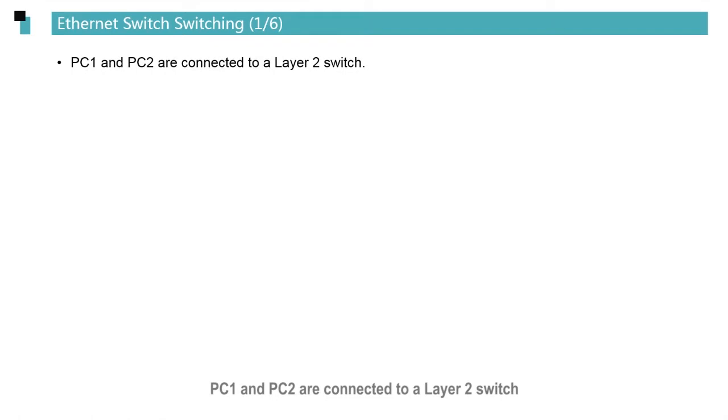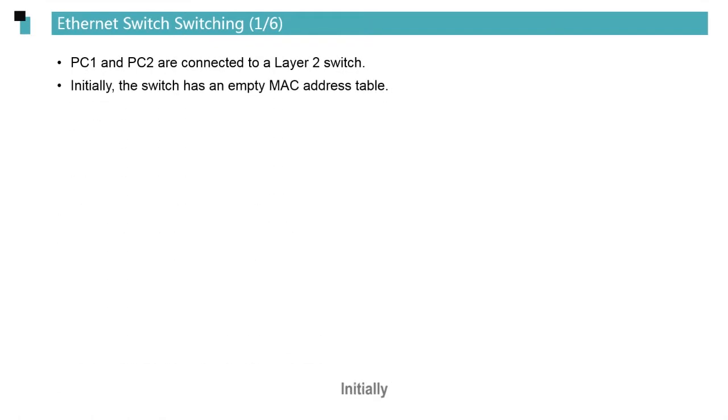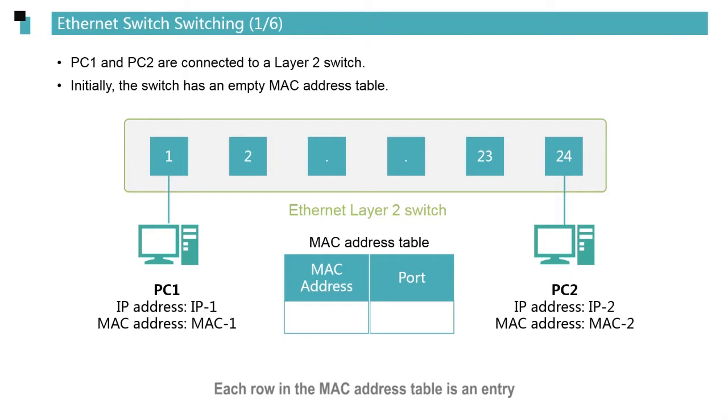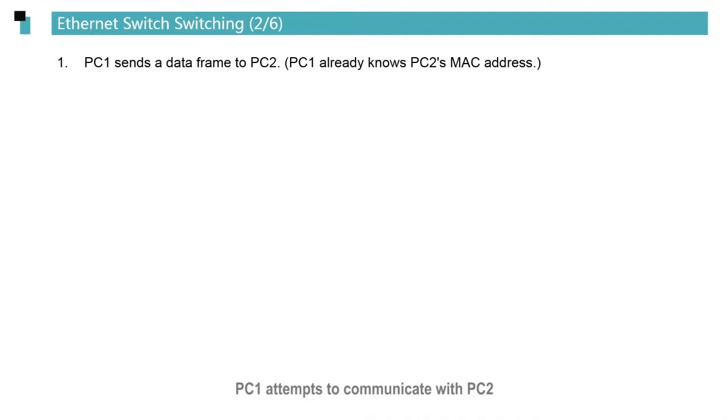PC1 and PC2 are connected to a Layer 2 switch. Initially, the switch's MAC address table is empty. Each row in the MAC address table is an entry. The entry consists of a MAC address, interface name, and VLAN ID. The VLAN ID is not provided here. PC1 attempts to communicate with PC2. PC1 has already used Address Resolution Protocol, ARP, to obtain PC2's MAC address.